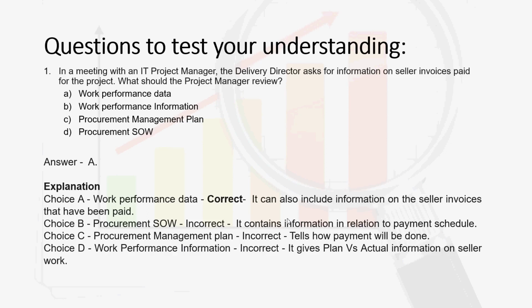So am I going to make the payment to the vendor all in one go at the end of my project, or am I going to pay my vendor on a schedule, in different phases, once the acceptance of the deliverables has taken place? All of this is defined in the SOW signed with the vendor. So we are not talking about that. We just need a simple piece of information, and that will be covered in work performance data, and it would come from the procurement knowledge area.